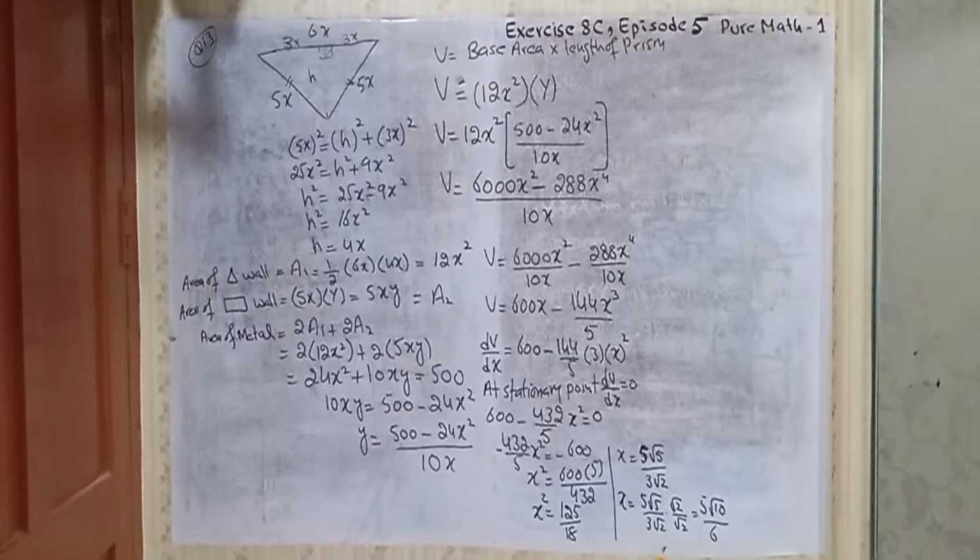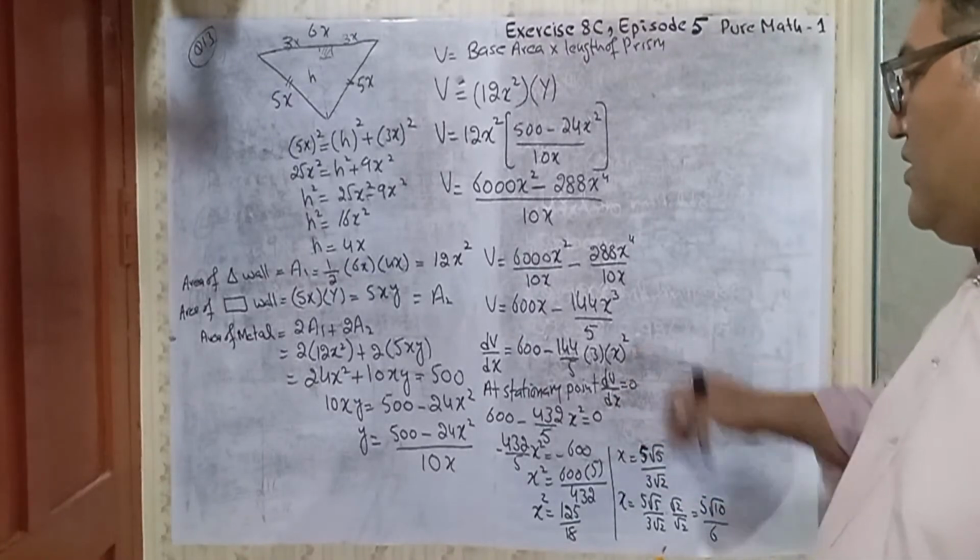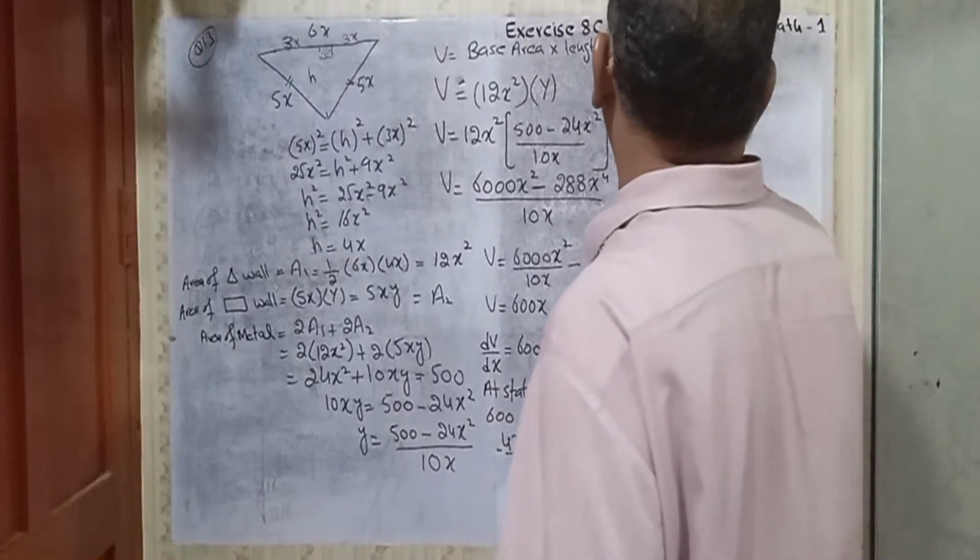So at this value of x, there will be a stationary point. Then in the D part, he says, show that the value in part C is a maximum value. Okay. So if you want to show that this is a maximum value, you have to find the second derivative. Now I know the first derivative. The first derivative is given to me.